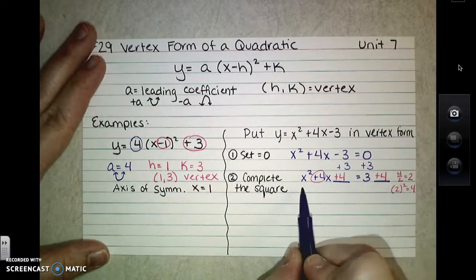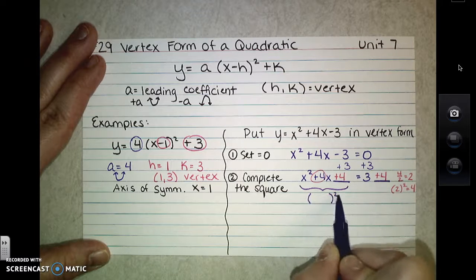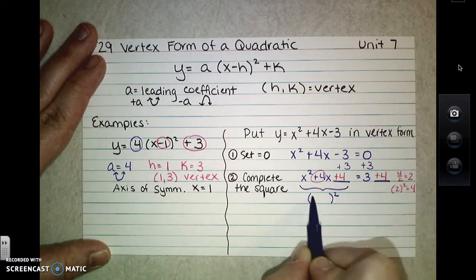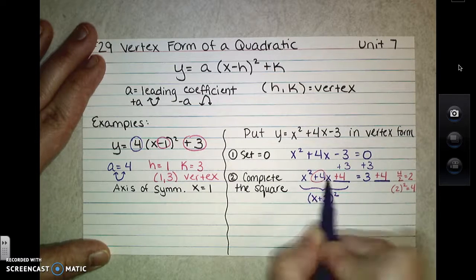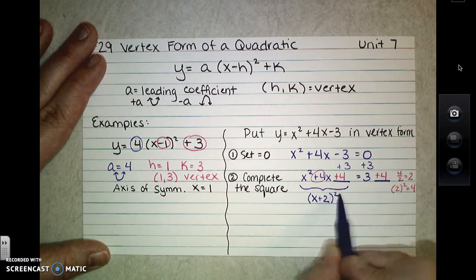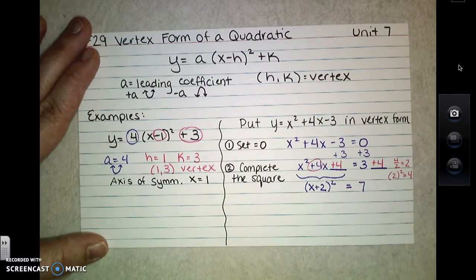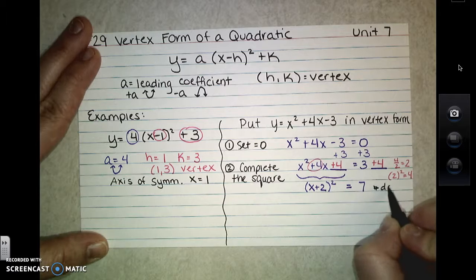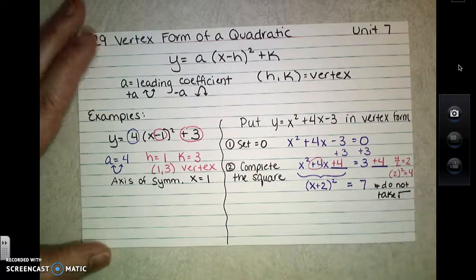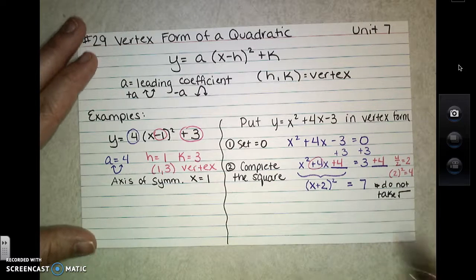All right, so then we take this and we convert it to a binomial squared. Okay, and remember this number right here, when you do 4 divided by 2, that number is what's going to go in here. So this is going to be x plus 2, because what adds to 4 and multiplies to 4? 2 and 2. So it's (x plus 2) squared equals 3 plus 4 is 7. And then remember, do not take the square root. Okay, we're going to stop at that point, and we're going to be able to convert this now.